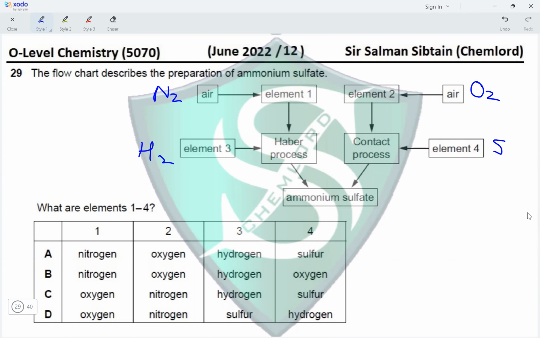So element 1 is nitrogen. Option C and D eliminated. Element 2 is oxygen. We continue with A and B. Element 3 is hydrogen. We continue with A and B. Element 4 is sulfur. Option B eliminated, making option A the correct option for this question.